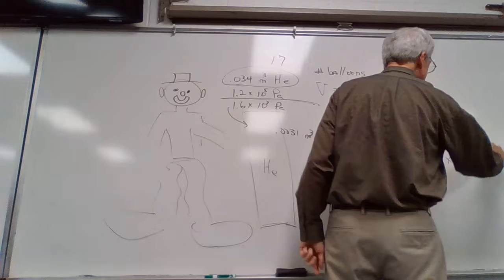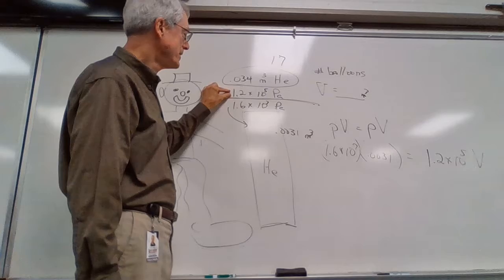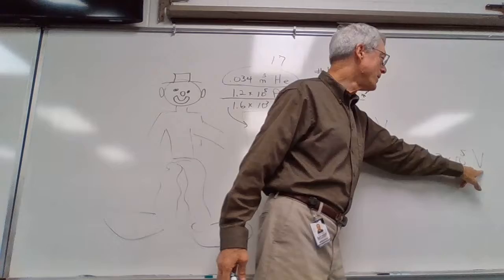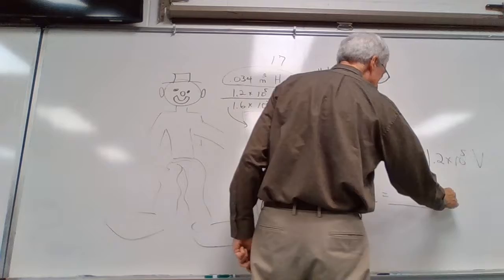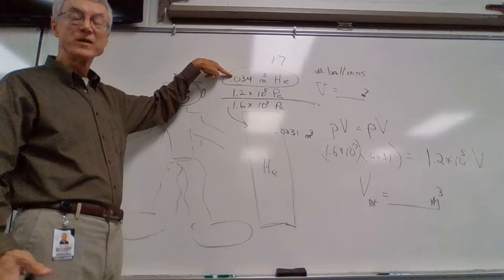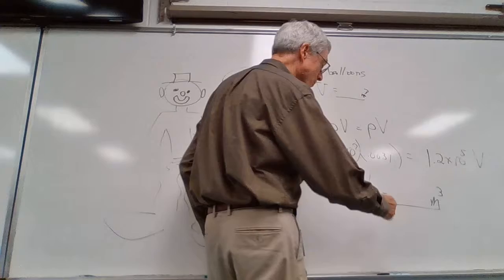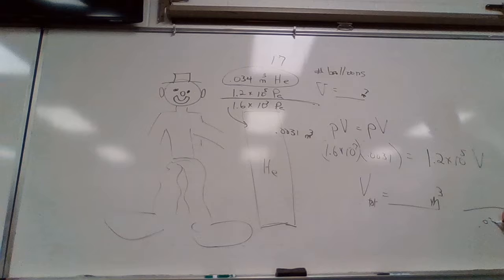Once it comes out of the tank, it's at a much lower pressure, and so it's going to be a much greater volume. So you're going to find out what the volume would be once it comes out of the can and is in the balloon. What's the total volume? So when you solve that for V, you've got the total volume for all the balloons, whatever it is, and then see how many of these are in that. And apparently it's 12 because we know that's the answer. So you take this number, whatever that is, and divide it by 0.034 to get 12 balloons. And probably I'm off the board.